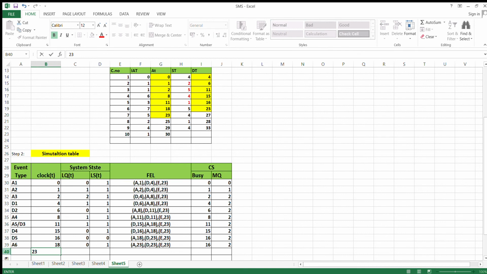Both events have the same clock cycle. So write down A7 for D6. So A6 went out. So 0. A7 moved to the service. So next minimum events are arrival at 25 and departure at 27. So write down A25, D27.